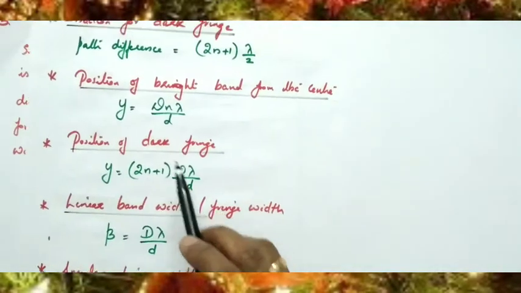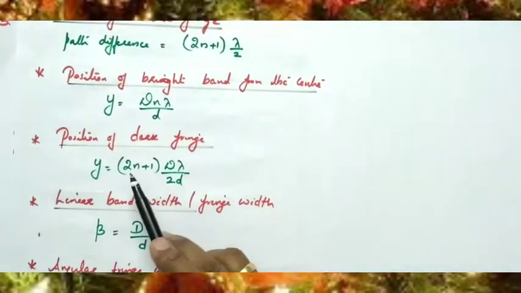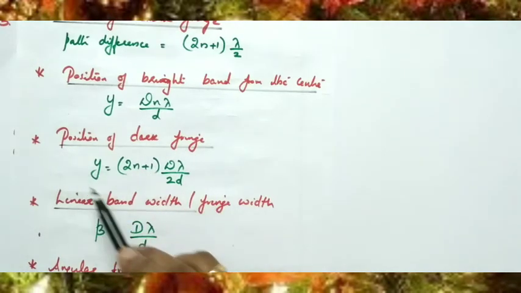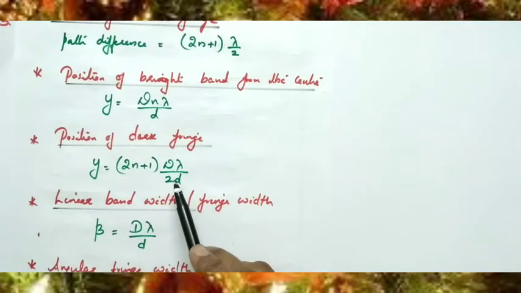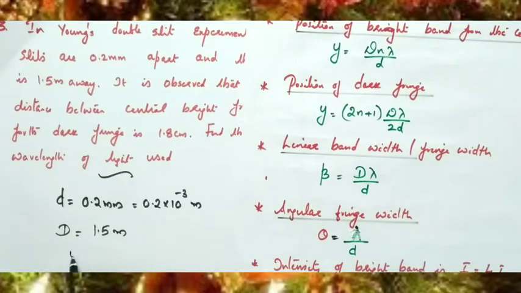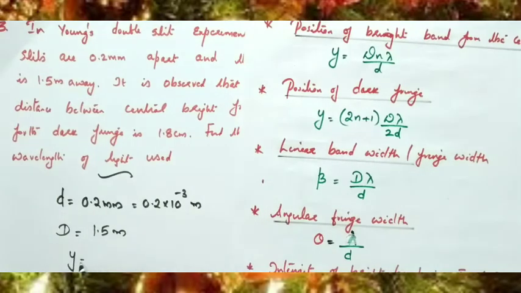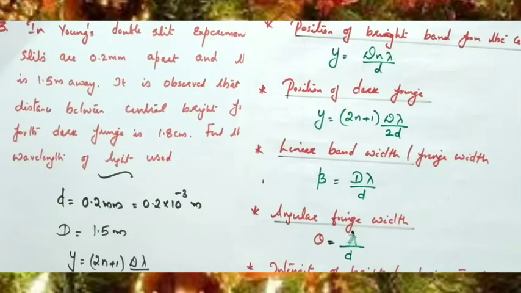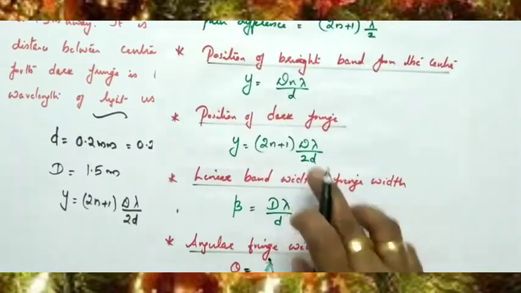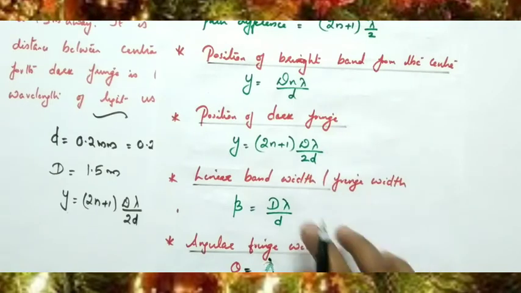We know the position of dark fringe. Position of dark fringe from the central maximum is 2n plus 1 into D lambda by 2d. That is the formula for position of dark fringes from the central maximum. So we have the formula y is equal to 2n plus 1 into D lambda by 2d. That is the position of all dark fringes from the central maximum.